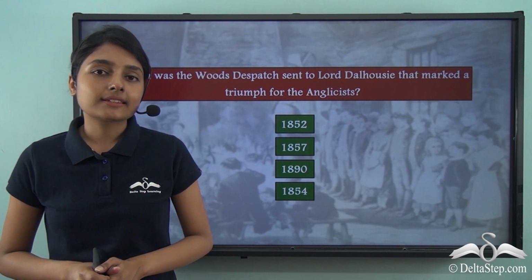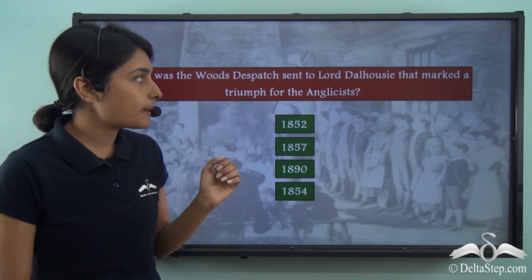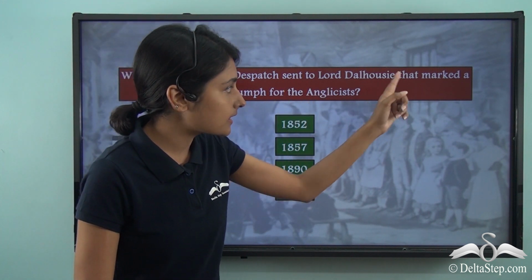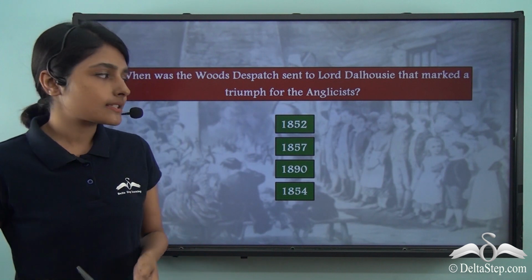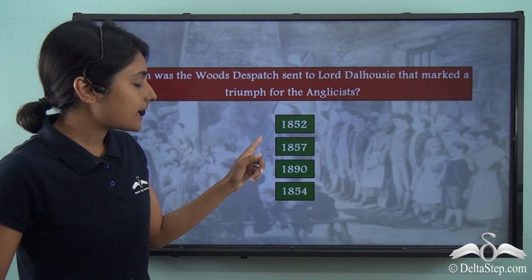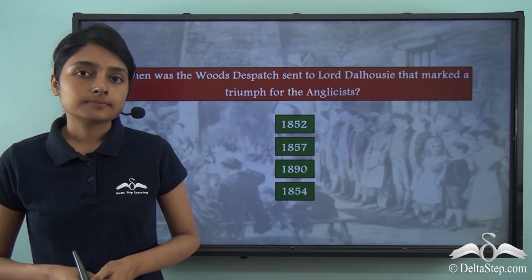Before proceeding with this lesson, let me ask you a question. When was the Wood's Dispatch sent to Lord Dalhousie that marked a triumph for the Anglicists? Was it sent in 1852, 1857, 1890 or in 1854?